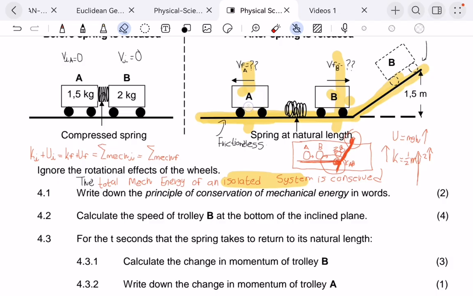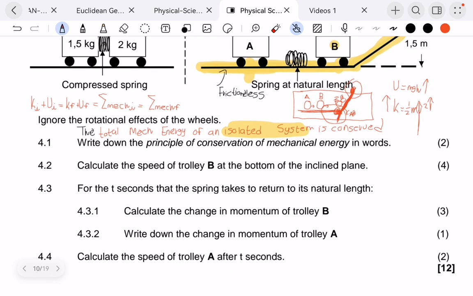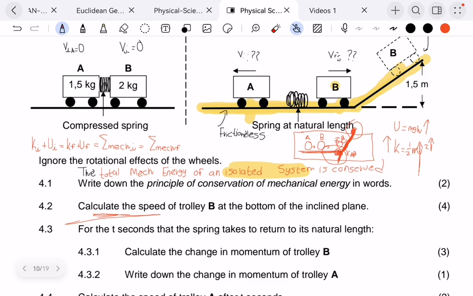Okay, let me just remove these things. I hope you understood that. So that is what our law says. We're gonna apply this law in this problem, right, to solve this problem. That is what is beautiful about physics. You learn about a law, you understand the law, then you apply it, right? So now they say calculate the speed of trolley B at the bottom of the incline. So they want the speed of this trolley here, right?